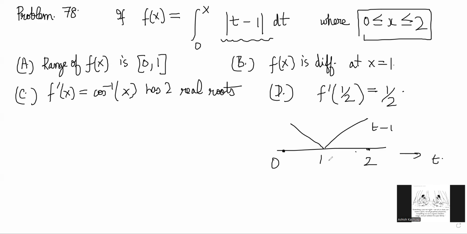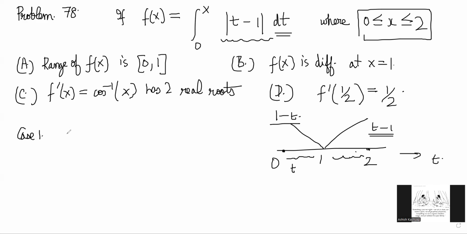Now, if t values are bigger than 1, you have t minus 1 when it comes out of the modulus. Otherwise, you have 1 minus t if t values are lying in the 0 to 1 range. So now here the integral is over the variable t, but the variable t itself could be anything from 0 to x. We don't know the range of x. That's the issue here. So what we will do is we'll take two cases.